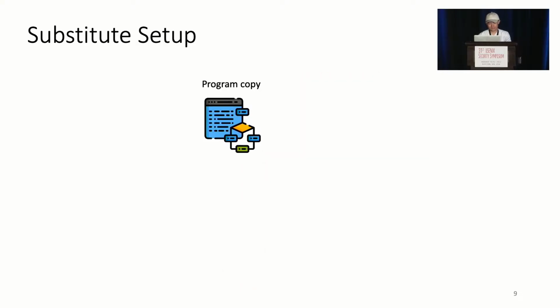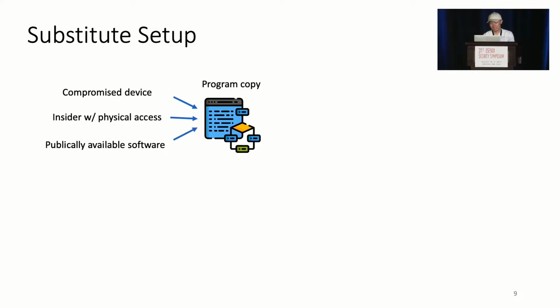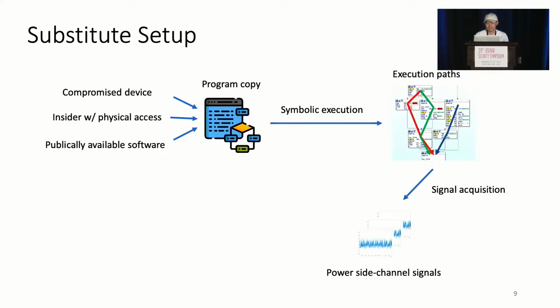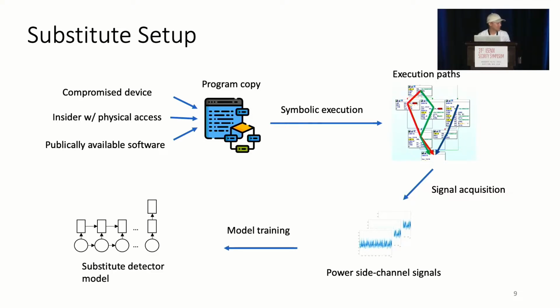So how to construct the substitute setup? Let's assume the adversary has a copy of the program. He can do this either with a compromised device, an insider with physical access, or some publicly available software. He will perform symbolic execution on the program to obtain the execution paths. And for each test case, power side channel signals will be collected. And these signals will be used to train a substitute detector model.